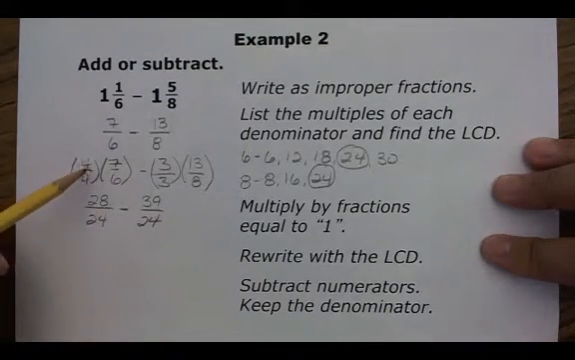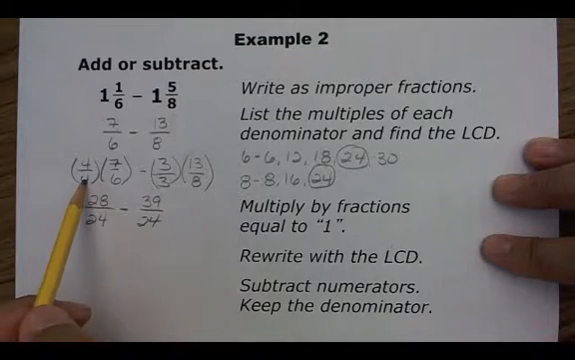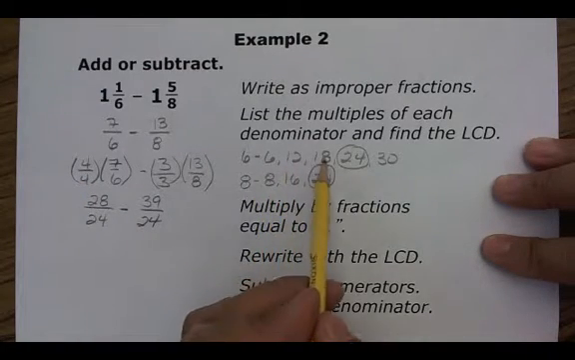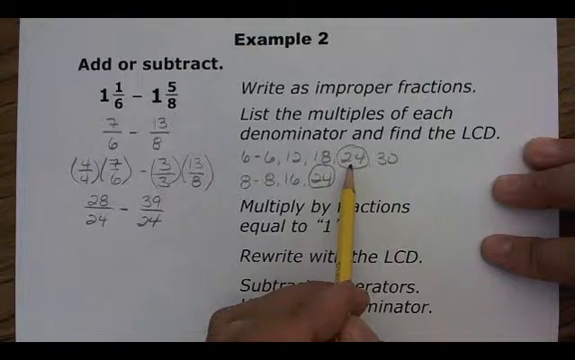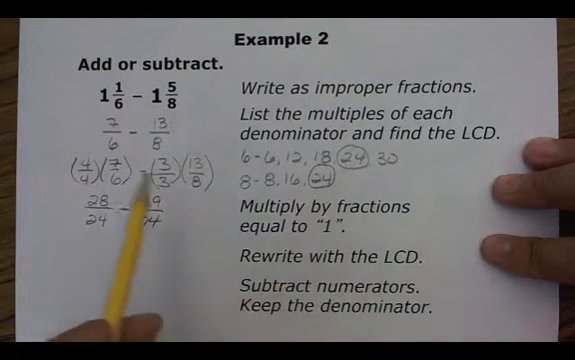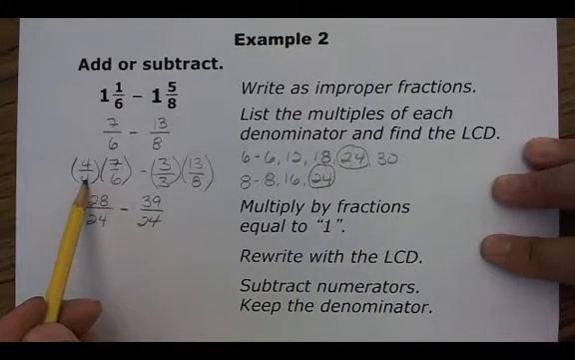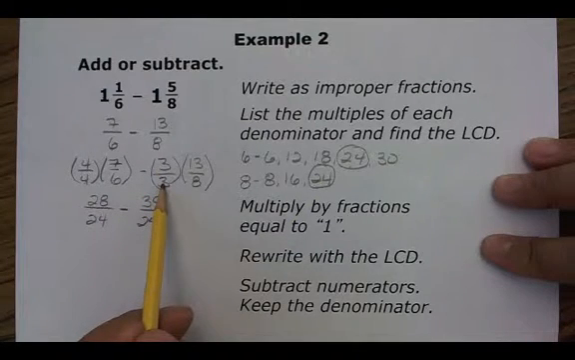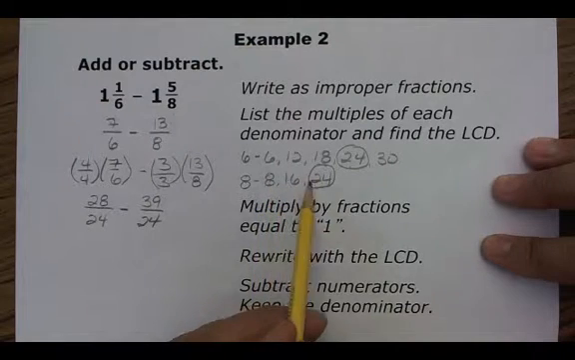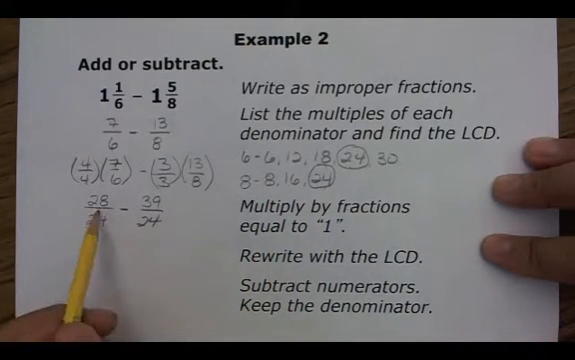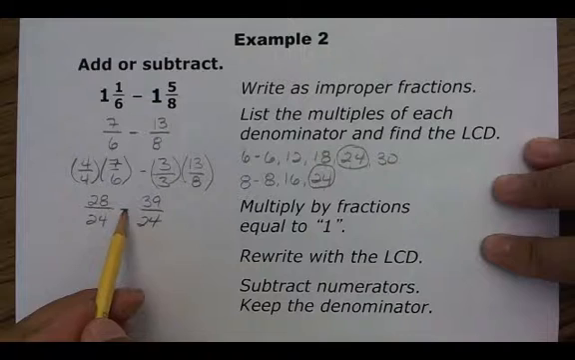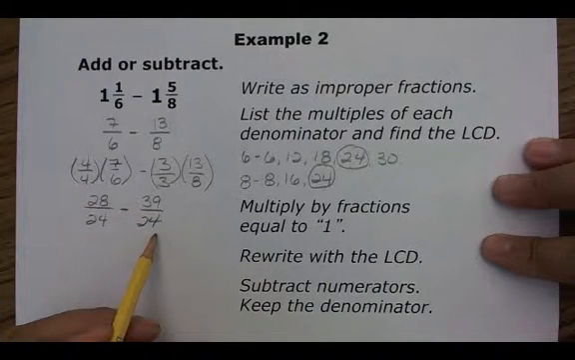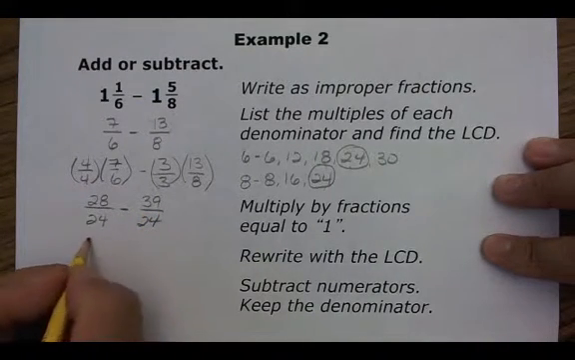So I'm just going to review again. We had to multiply by 4/4 because 4/4 is equal to 1, right? And we multiply by 4 because it's the fourth multiple that is 24, and 6 times 4 is 24. And then we did 3/3, which of course is equal to 1. And again, it's the third multiple, 1, 2, 3. Right? So when we get 28/24 minus 39/24, we have to simplify that.